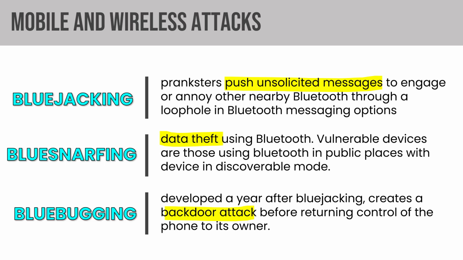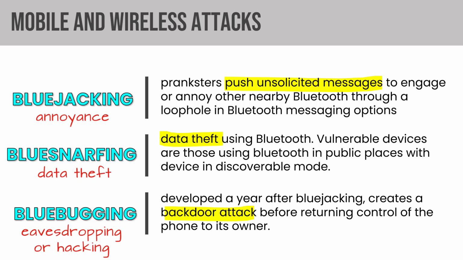And then there's blue bugging, which was actually developed about a year after bluejacking, and it creates a backdoor attack that compromises the device before returning control of the phone, for example, to its owner. So bluejacking is more of an annoyance attack. Blue snarfing focuses on data theft. Blue bugging originally focused on eavesdropping and eventually moved into also being used in a hacking context as well. And what I mean by that is blue bugging, if done right, will allow the attacker to access cell commands, phone calls, read and send SMS messages.